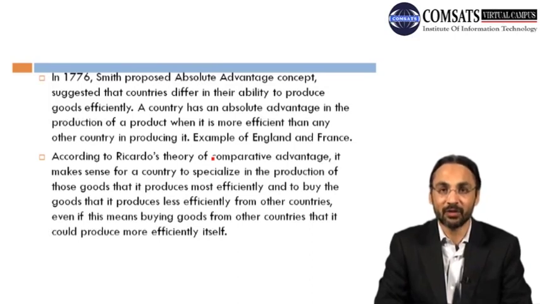On the other hand, France was very good at producing wine more efficiently. In what ways would they have to trade with each other? According to absolute advantage, England should export textile products to France, and in return import wine from France. That's how they do the trade.